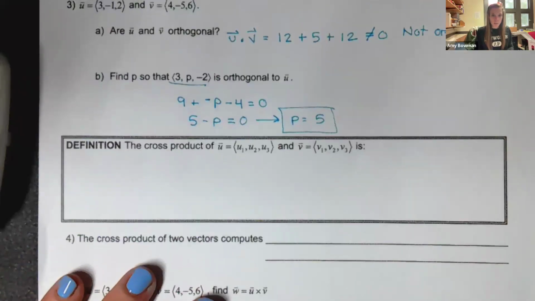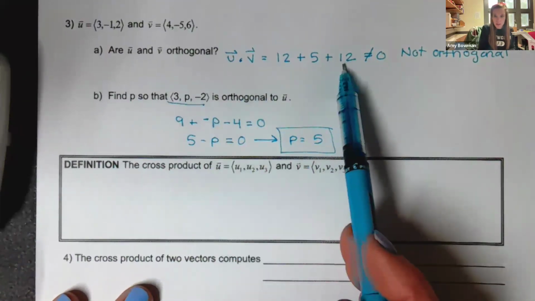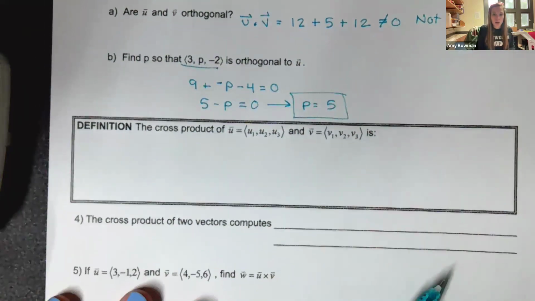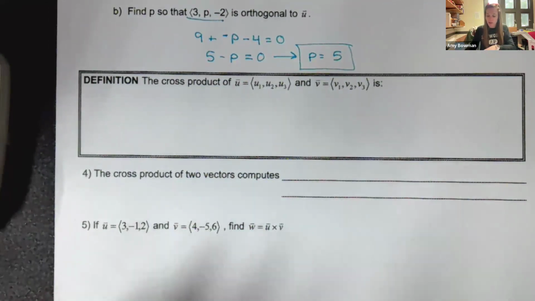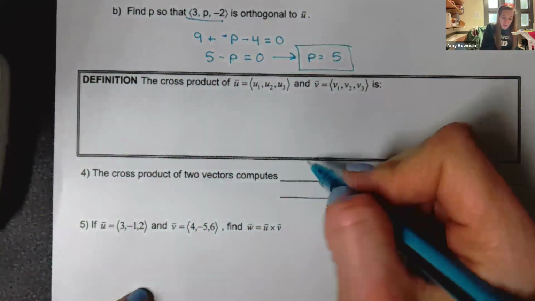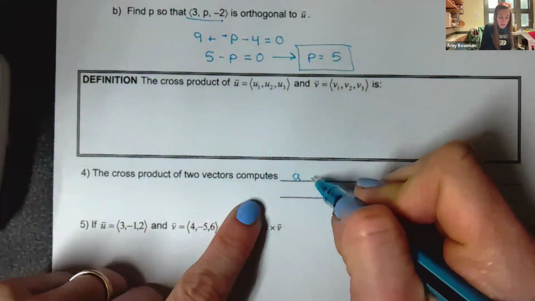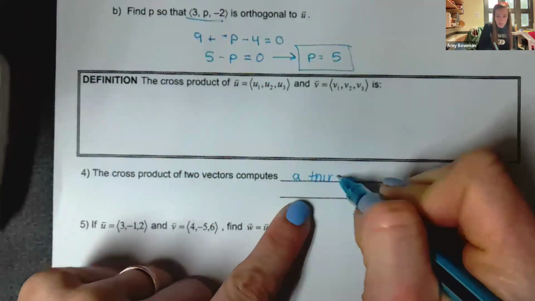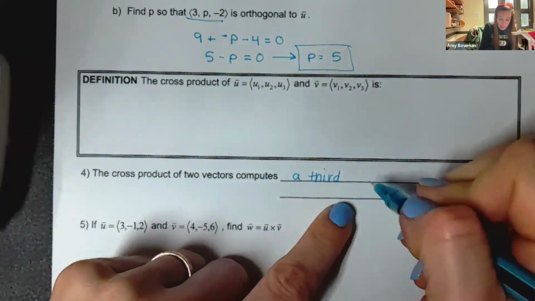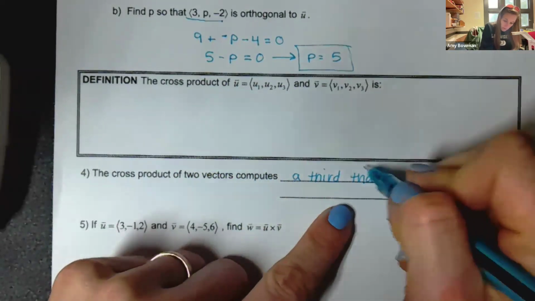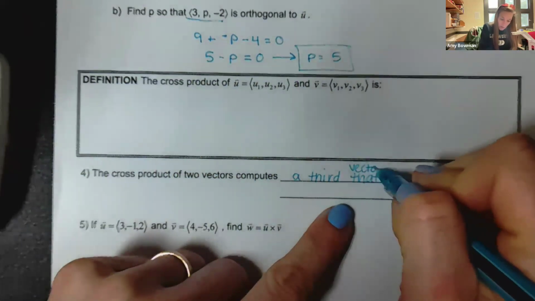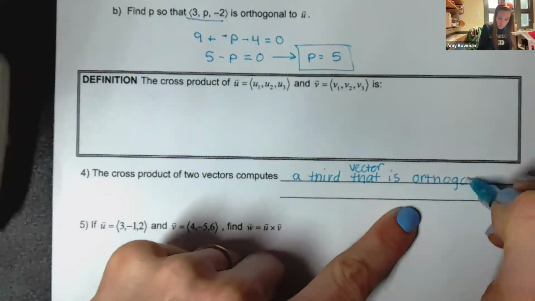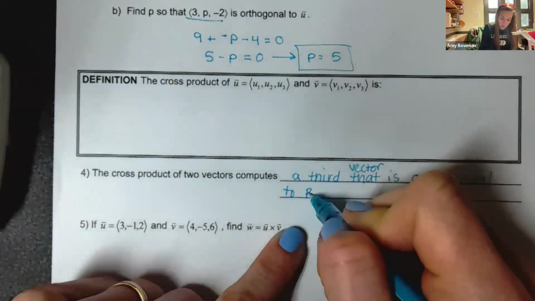So unlike the dot product, which produces some real number and helps inform whether or not two vectors are orthogonal, the cross product actually results in a third vector, a new vector. So the cross product of two vectors computes a third vector related to the original two. That is, a third vector that is orthogonal to both original vectors.